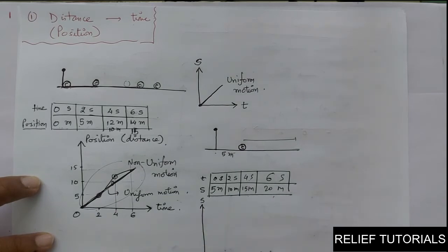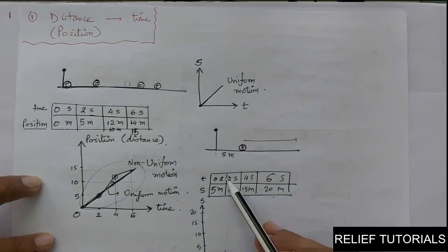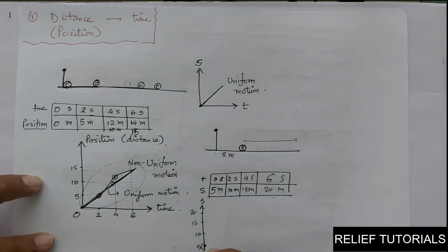This is distance and here is time. 0, 2, 4, 6. Here is 5, 10, 15 and 20. So the first point is 0, 5. X-axis 0, y-axis 5. So the point should be here on the y-axis.